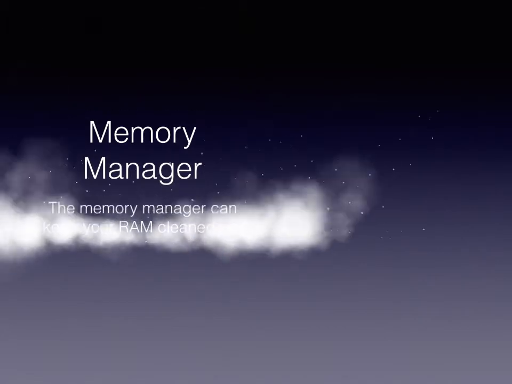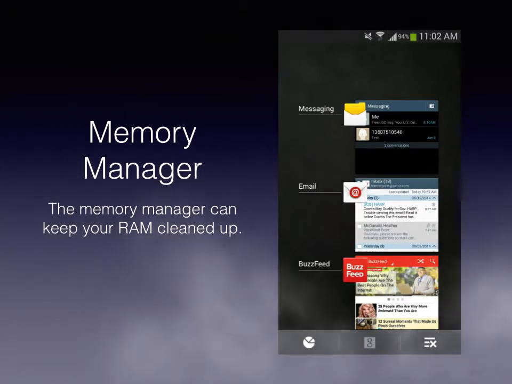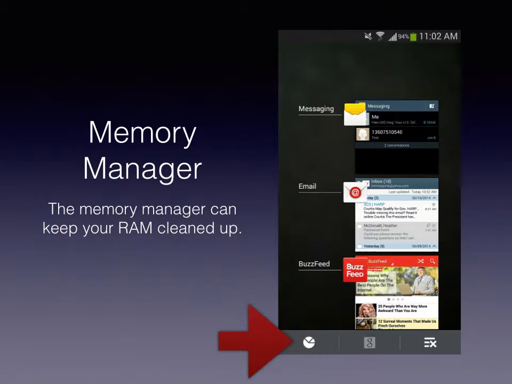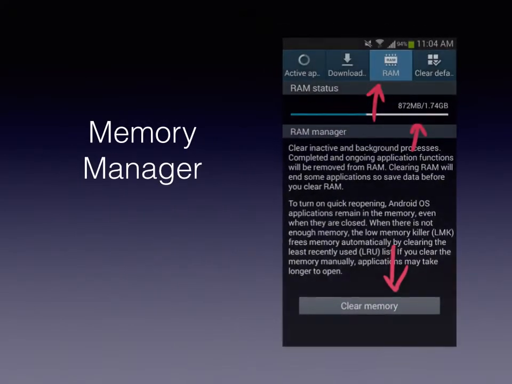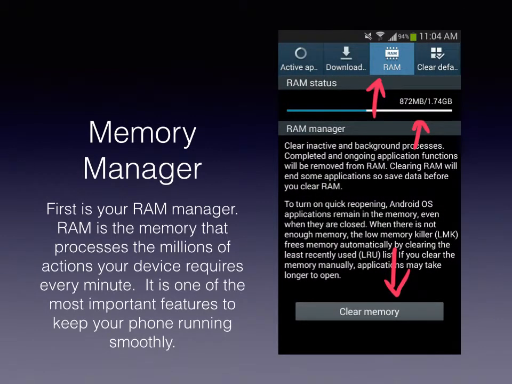The next is this little pie chart icon here. That will take you into the memory manager. So your memory manager is where you can clear out the cache. The cache is, or your RAM, I guess, random access memory. It kind of gives you an in-depth description here when you open it up, what it does. There's 4 different tabs. You want to select the RAM tab.